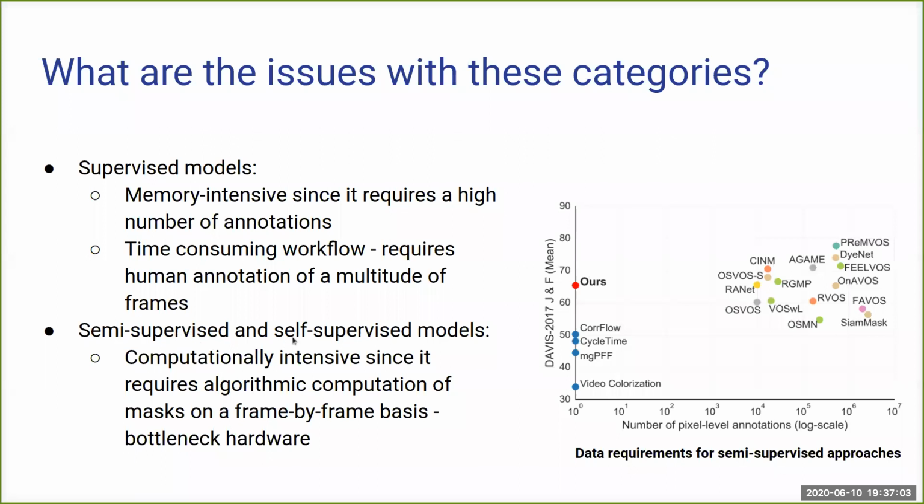For semi-supervised and self-supervised models, it's computationally intensive because you need to determine what the next mask or label is on a frame-by-frame basis. And it gets to be a bit challenging from the computational side. So it does solve these problems, but it introduces this problem. So that's the coverage of it.